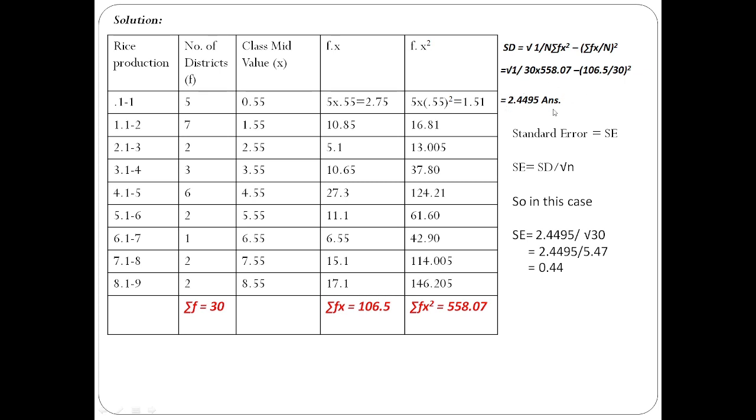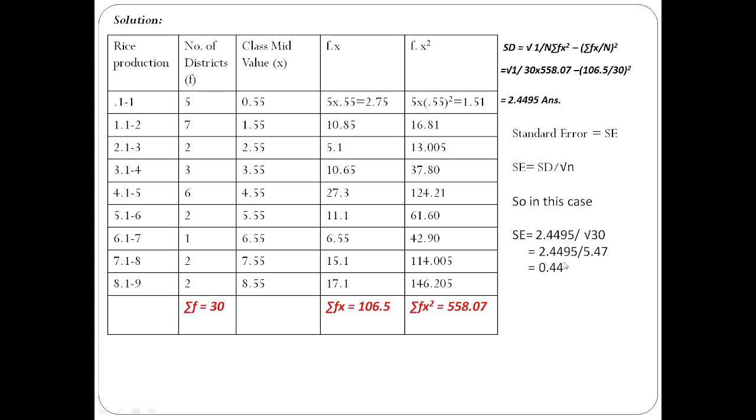So once we find out the standard deviation, we are interested also to find out the standard error. So now what is standard error? Standard error is easily calculated when the standard deviation is divided by root over of n, that is the number of samples. So in this case the standard error is calculated as the value of standard deviation, that is 2.4495 divided by root over of 30, that is 2.4495 divided by 5.47, that is 0.44.